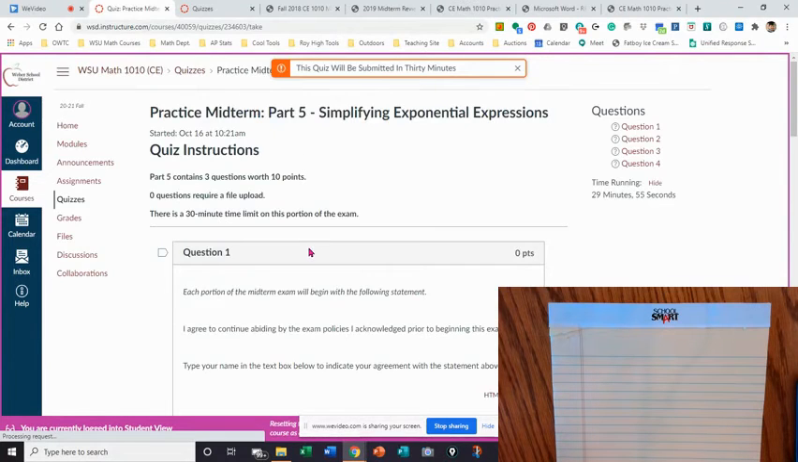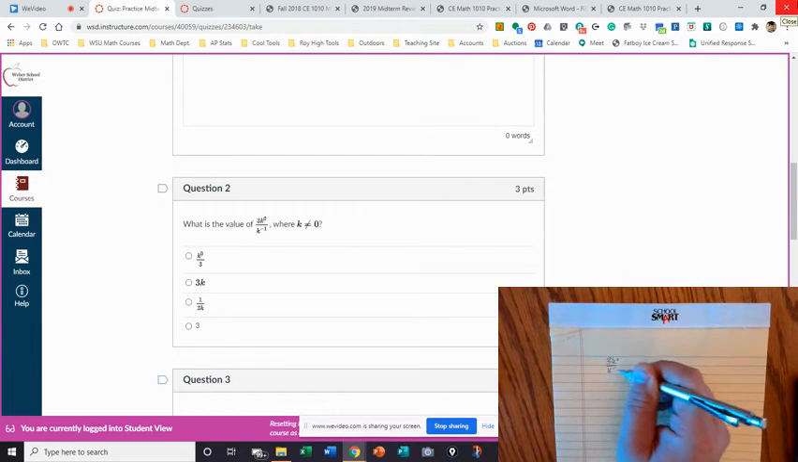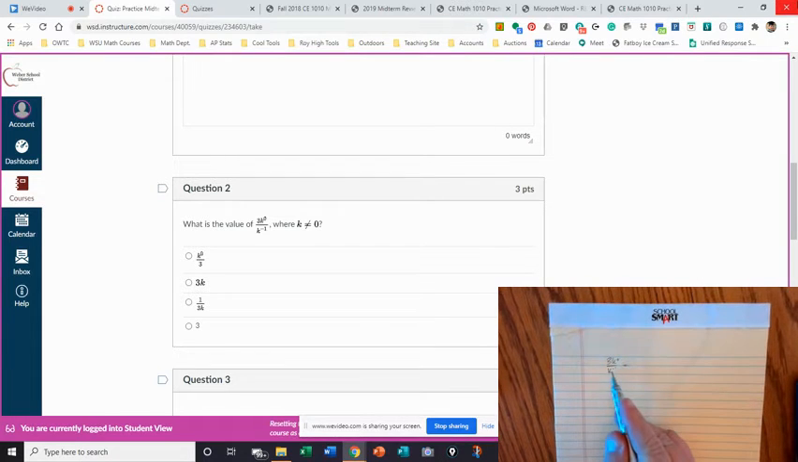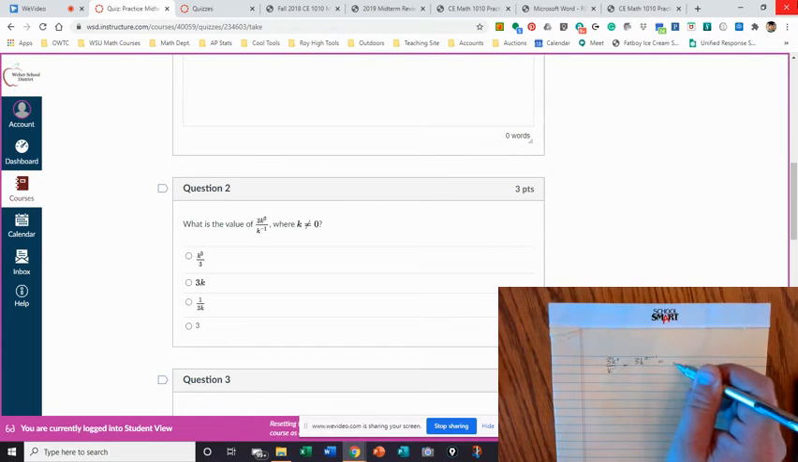Okay, so this is, what is the value of 3k to the 0 where k does not equal 0? Well, 3k to the 0 over k to the negative 1. Well, the negative exponent, I actually look here. It's going to be 3 something. 0 minus a negative 1. So k to the 0 minus a negative 1 gives me 1, right? So 3k. So 3k right there.